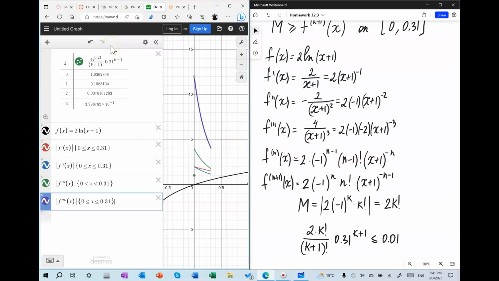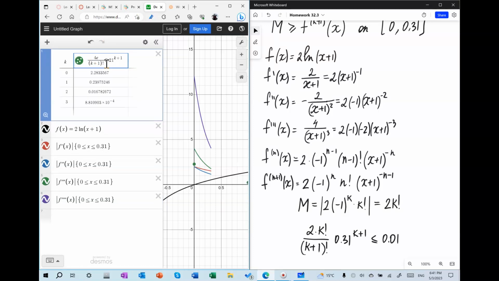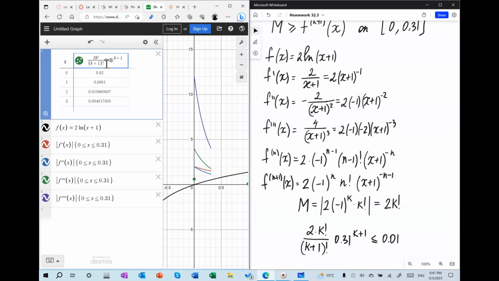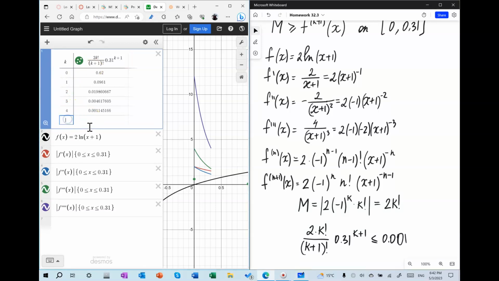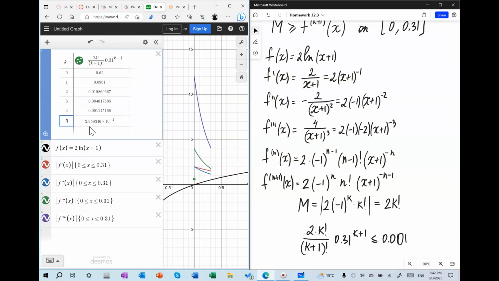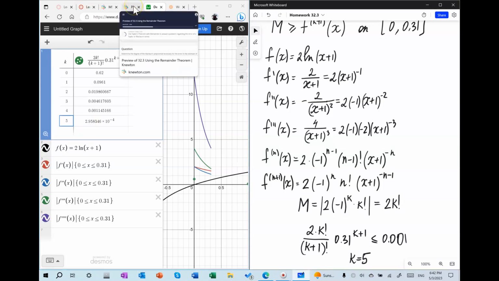And let's plug this in. We have 2 k factorial over k plus 1, 0.31. And it looks like the first time the inequality is solved is when k is equal to 5. So the answer is k equals 5.